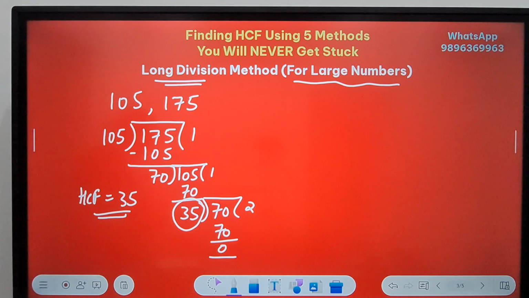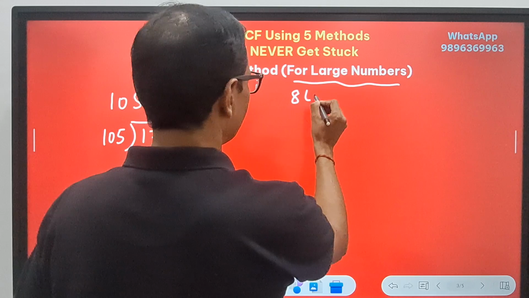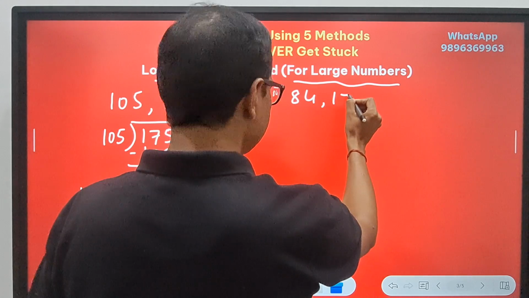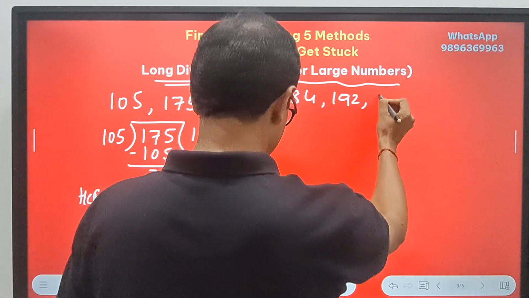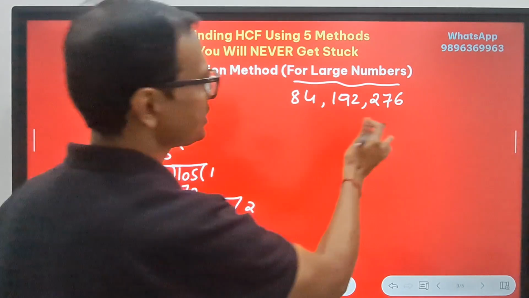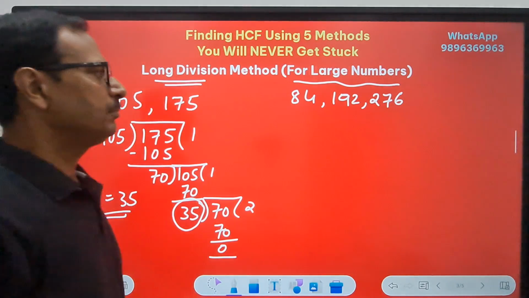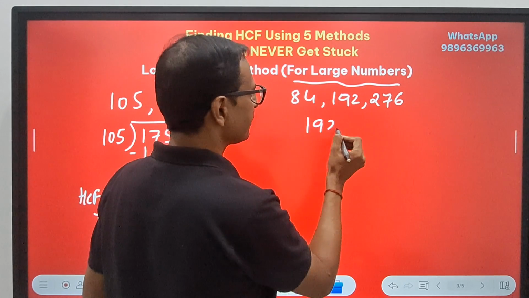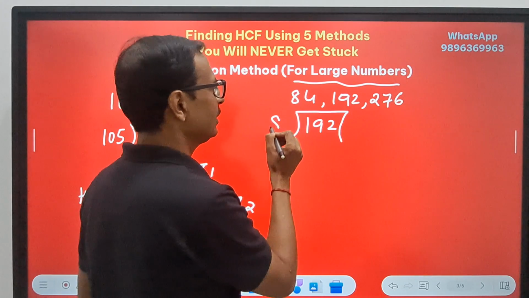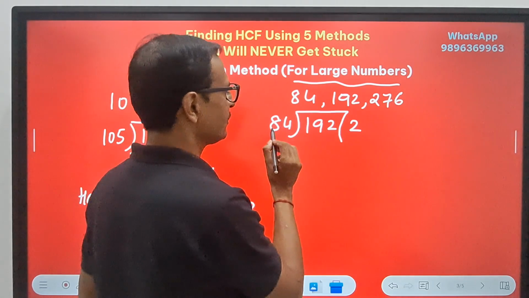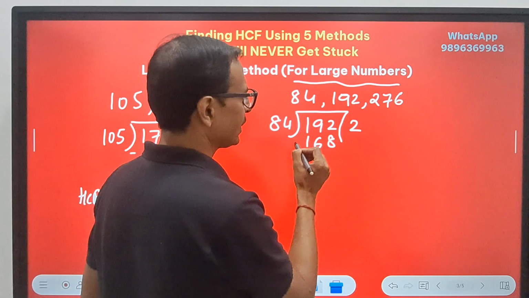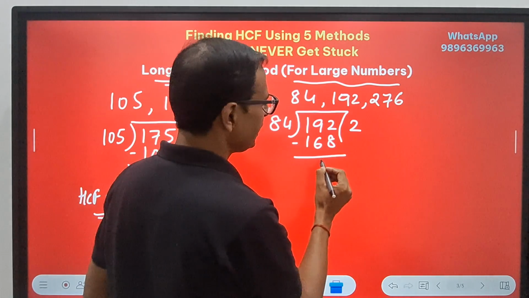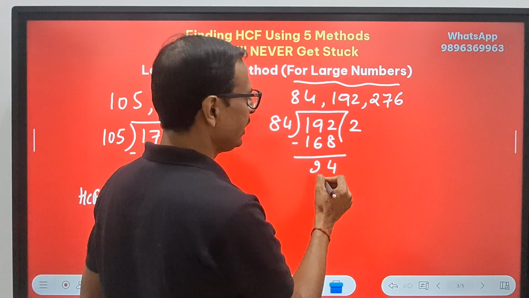I'll take one example, and then we'll move on to the surprise of the video. Let's take the example of 84, 192 and 276, these three numbers. You may pick up the first two numbers, divide the larger one by the smaller one. So 84 2 times is 168, right? Subtract. Gives me what? 24.